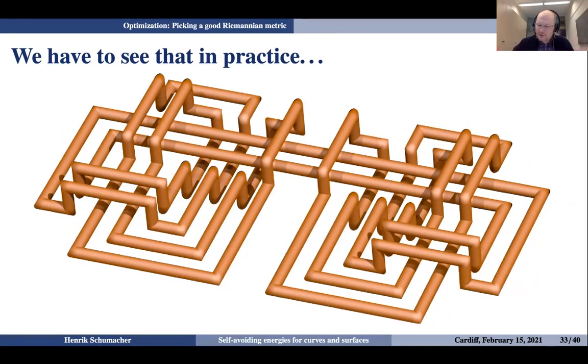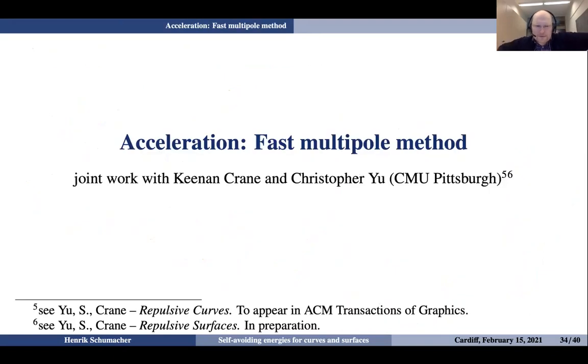But then we went on and tried to do that with surfaces. And for surfaces, you need many more triangles to make them look smooth. That's just the curse of dimensionality. And the method that we used there, just doing all the double sums, and we also have to solve a dense linear system in order to compute the gradient. That's just not feasible for surfaces, sorry. So this last third of my talk is about joint work with Keenan and Christopher Yu from the Carnegie Mellon University in Pittsburgh.